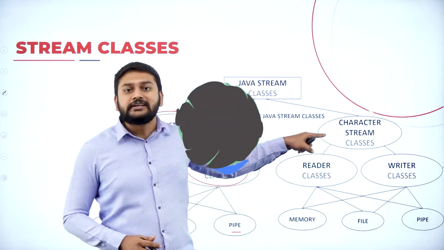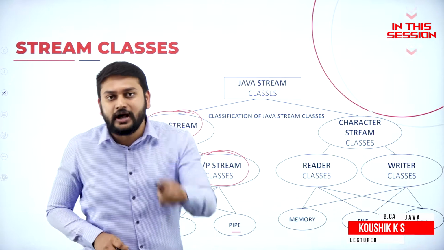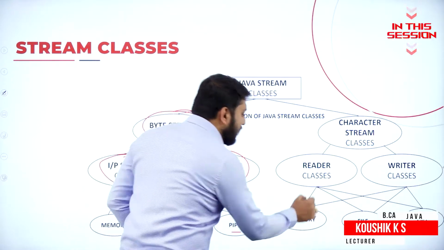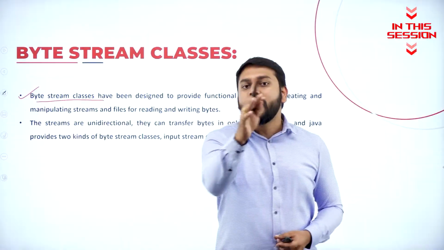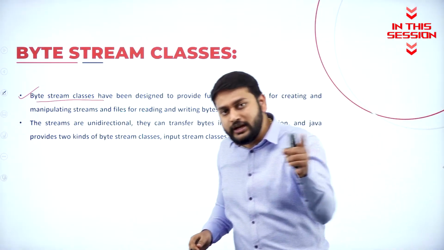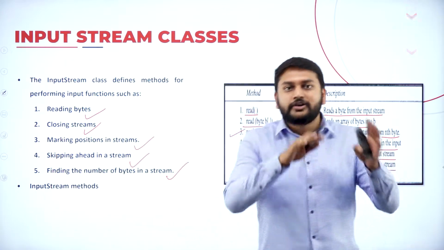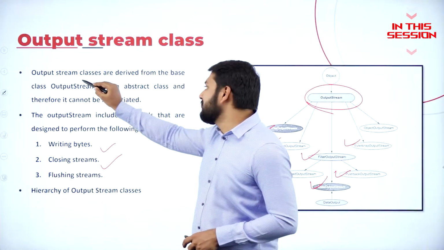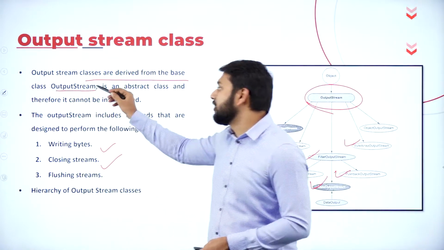When I have the character stream as a super class, under that I have two subclasses. Please make a note on that. That's going to be the reader class as well as the writer class. Whenever I'm using the byte stream, it's unidirectional. If I use the reset method, it'll go back to the beginning of the stream. Output stream classes are derived from the base class. That's going to be the output stream.